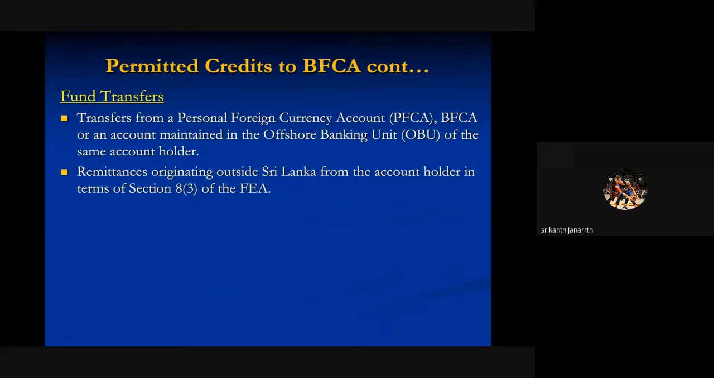Remittance originating outside Sri Lanka. This is the amnesty. Section 8.3 of the Foreign Exchange Act is the amnesty. People who are bringing more than $1 million have to pay a 1% fee, for which the credit can come in. Once the amount comes as a credit to their BFC account, they can bring the money here under the amnesty provided under the Foreign Exchange Act. So they need to pay a 1% fee if the amount exceeds $1 million. If not, they can bring an amount less than $1 million, and that can come as a credit.